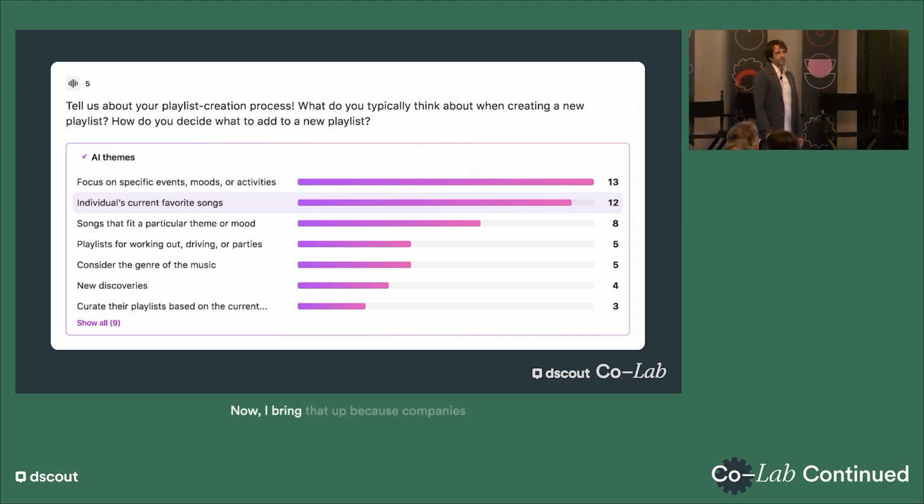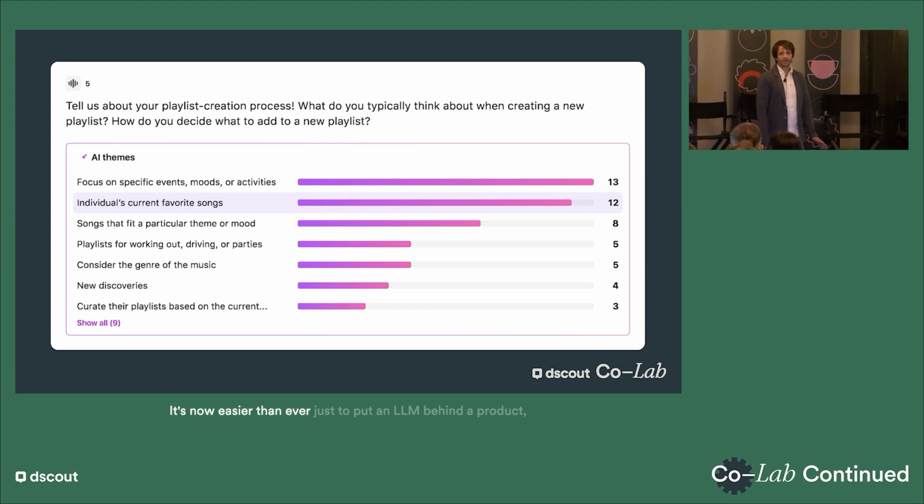Now, I bring that up because companies are taking very different approaches to this. It's now easier than ever just to put an LLM behind a product, roll it out to the world and say, we can do all these things. And I think it's very important at this point, when you're considering any product or building a product for yourself, to look at this human evaluation piece and really evaluate how they're evaluating, how they're using data, because it's so easy to just build a product and say it's amazing when it's all the same LLM in the background and they don't have the right guardrails in place. And doing these evaluations and setting up the guardrails is the hard part, and working with the tech teams. And that's something we've worked really hard at Dscout on over the past year.